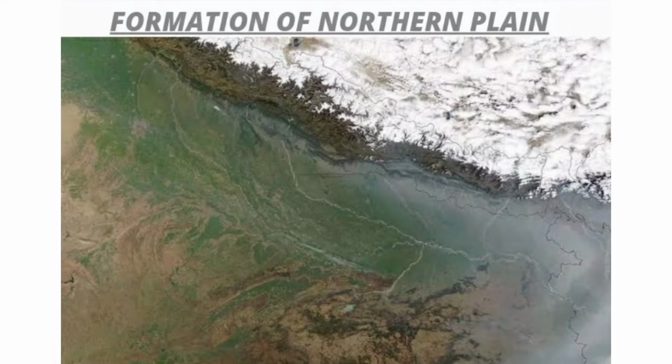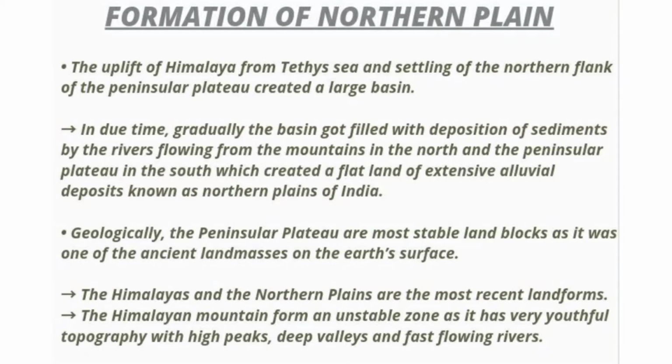Formation of Northern Plain. The upliftment of Himalaya from the Tethys Sea and settling of the northern flank of the peninsular plateau created a large basin. In due time, gradually, the basin got filled with the deposition of sediments by the rivers flowing from mountains in the north and the peninsular plateau in the south, which created a flat land of extensive alluvial deposit known as the northern plains of India.